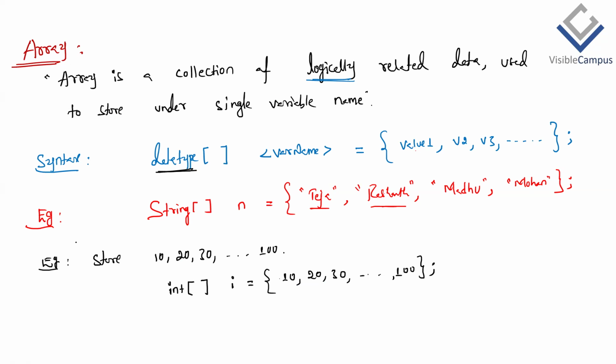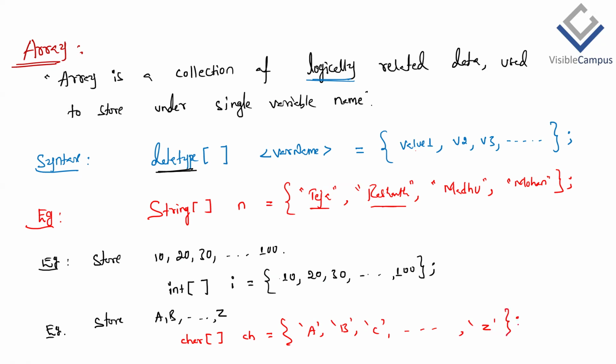Okay, I'm concluding. I'm not asking a question. So the next requirement: store the alphabets A, B, C, D, and so on up to Z. Tell me how to write the array for this. So the type of array is character, char, square brackets, some variable of programmer's choice equals single quotes A, comma, single quotes B, comma, single quotes C, and so on, single quotes Z. Should we end with a comma at the last? No. Then close curly brackets, then semicolon.